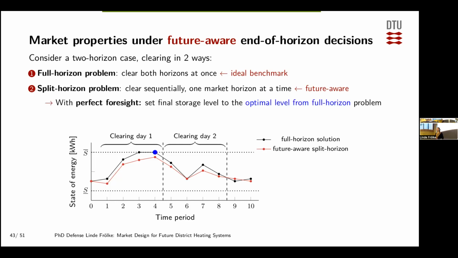Actually, we take that one step further here, and we assume that we have perfect foresight about the optimal level that we should constrain the battery to take. We do that because we want to show that the loss of market properties that we obtain is not a result of imperfect scheduling of the battery, but an inherent result of splitting the market.